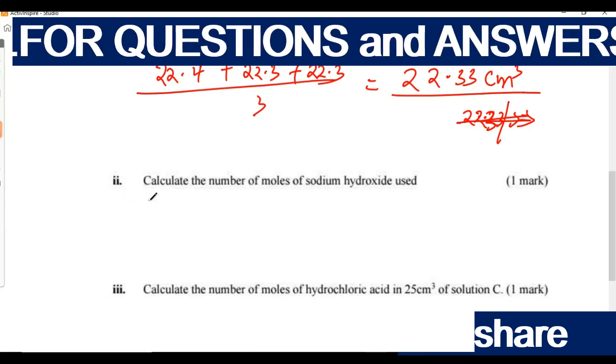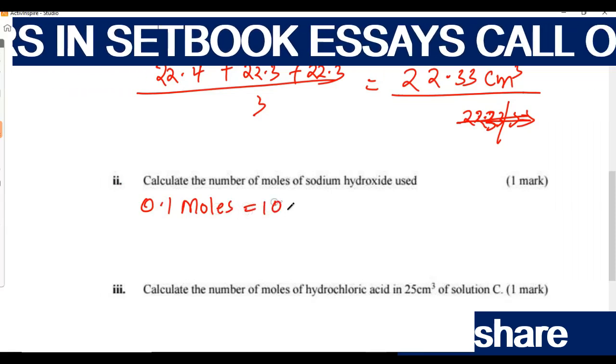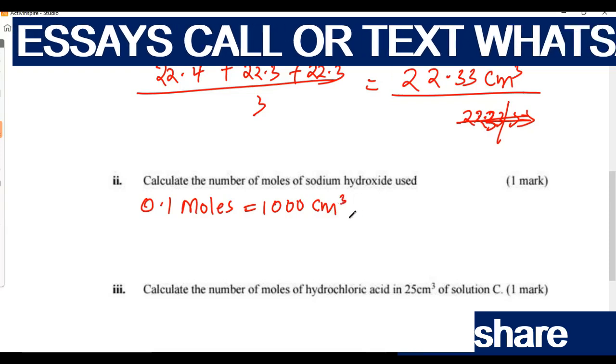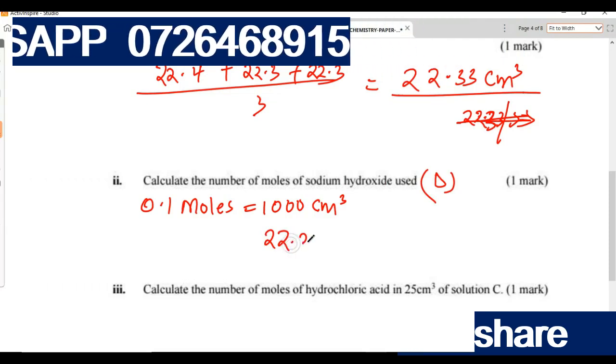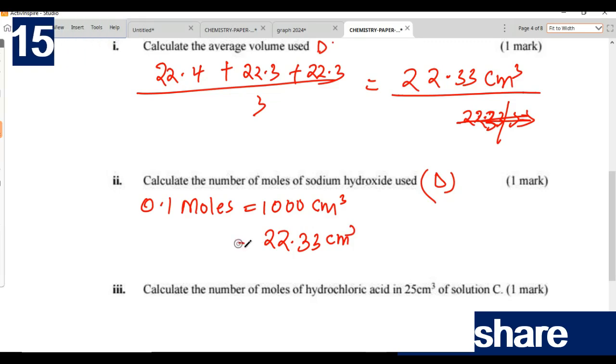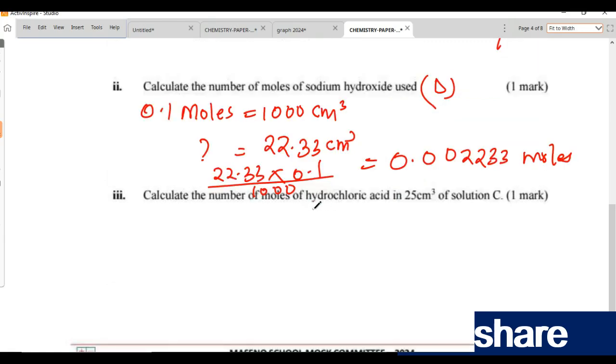So we are aware that now 0.1 is the number of moles in 1,000 centimeters cube. What about the volume that we have used of solution D, which is 22.33 centimeters cube, will give us how many moles? So that will be 22.33 times 0.1, you divide by 1,000, and that gives us 0.00233 moles. This is of solution of hydrochloric acid, 25 of solution C.